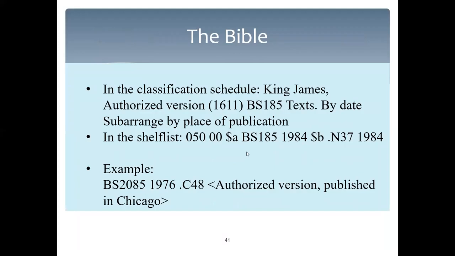The Bible has a lot of very specific instructions to it as well. Just wanted to mention a couple of things about it. If you see in the classification schedule, this is the King James Authorized Version, the 1611, and the call number is BS 185. That's the base call number, and then it says by date, and then subarranged by place of publication. So it's telling us two instructions. We're going to first arrange by date, and then we're going to arrange by place of publication.